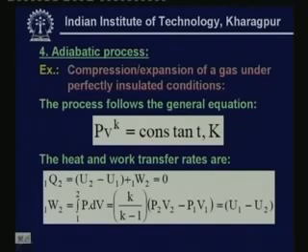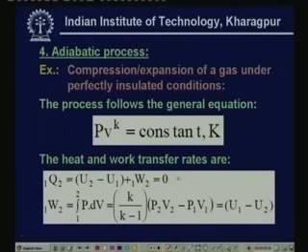And for such a process, the heat and work transfer rates can be obtained again using the first law of thermodynamics for a non-flow situation. This is the general first law of thermodynamics equation. So 1q2 is obviously 0, because it's an adiabatic process, so no heat is transferred to the system or from the system. So this is the first law of thermodynamics for an adiabatic process.